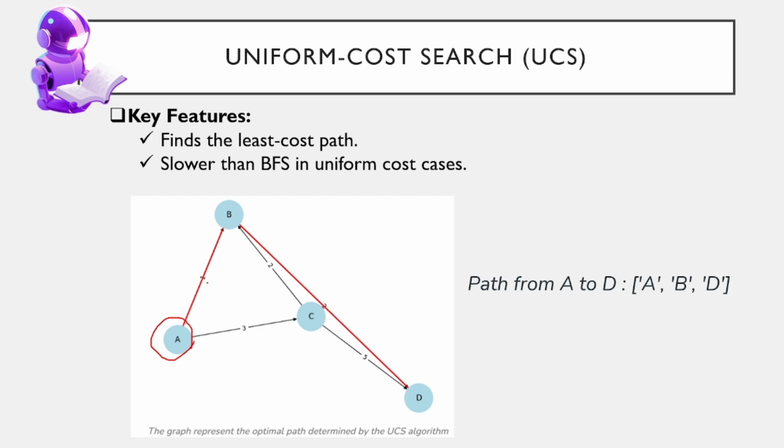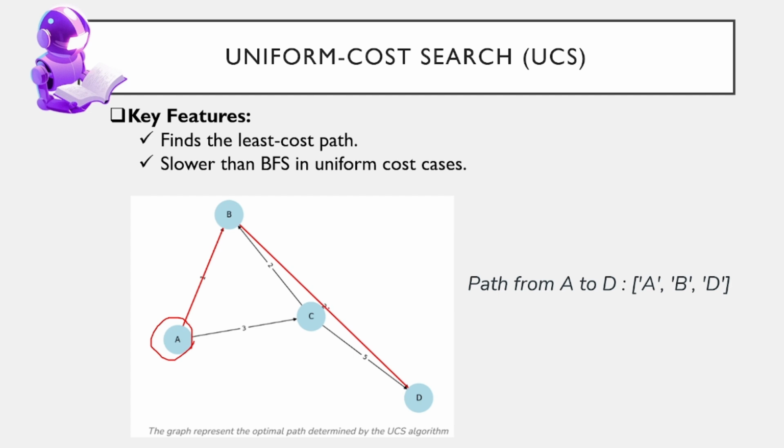Then in step 2, we check the queue and we know that B is at cost of 1, C is at cost of 3. So B is cheaper, and we expand B next. From B we can reach C with a cost of 1 plus 2, giving a total cost of 3. And we can also reach D with a cost of 1 plus 2, since the edge from B to D costs 2. So it is also 3.